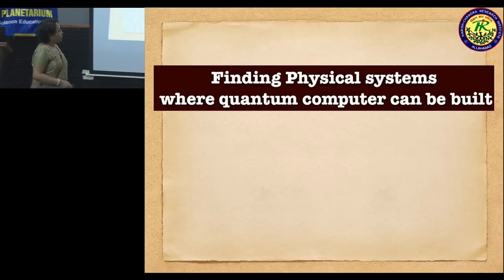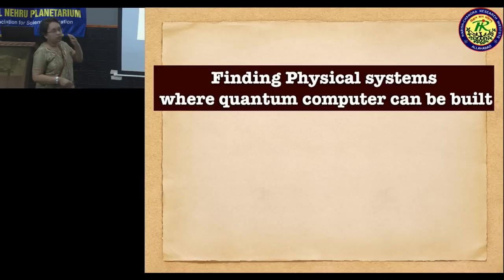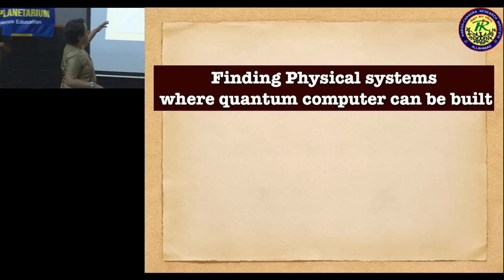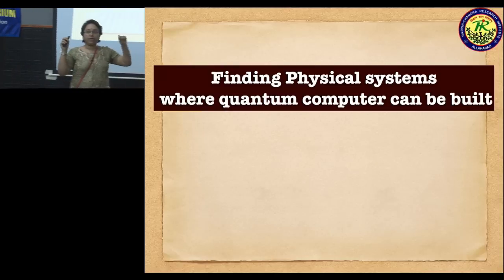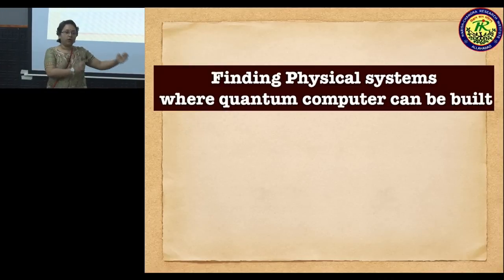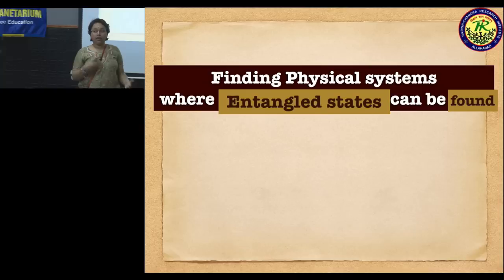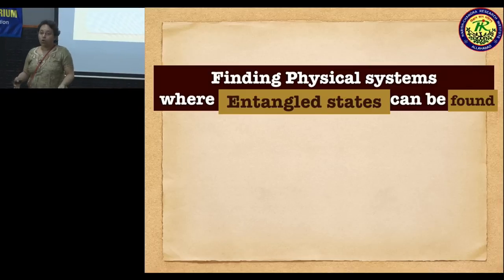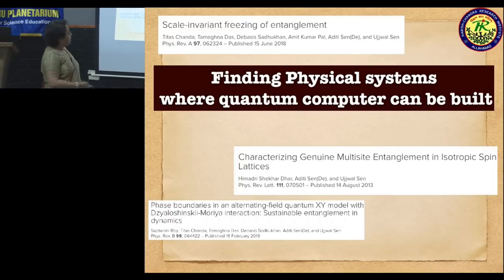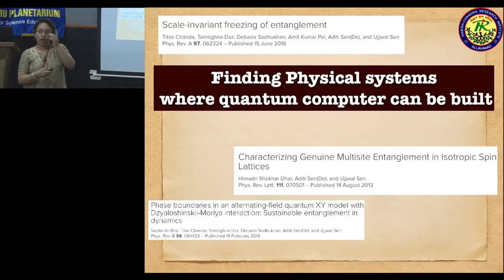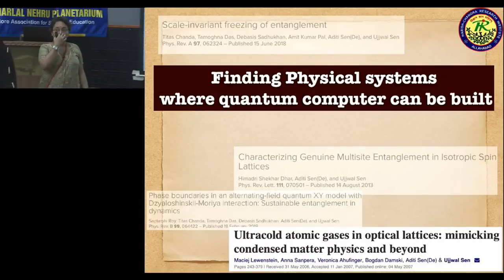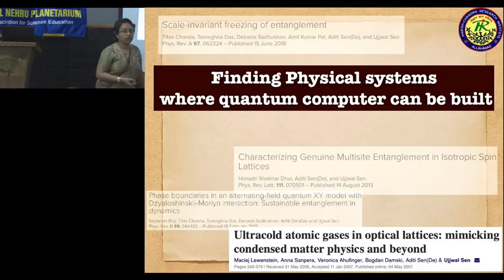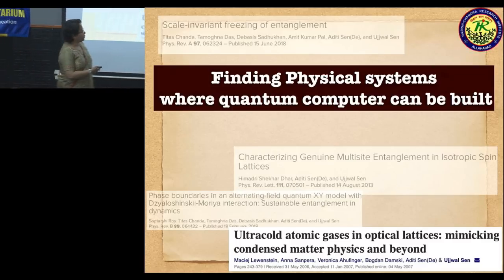Yeah. So I just want to say that it's a very important question that one has to find proper physical systems in which a quantum computer can be built, or quantum communications can be implemented. In other words, where entangled states can be found. There is a lot of work going on around the world, and we have also done certain work in our group, including a review paper where we have shown what the physical systems are that will be important to build a quantum computer.